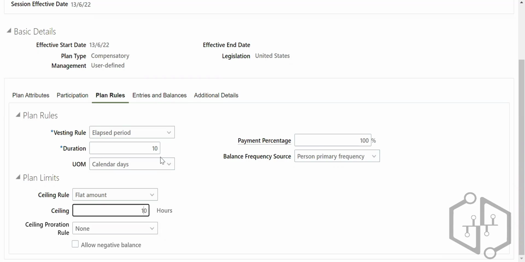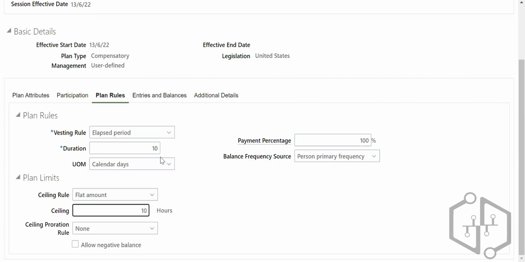Ceiling is what? 22 leaves are given, right? My company policy is like 30 leaves you can take in a year. So you cannot take more than 30 leaves. 22 leaves you can take in a year, but ceiling 30. My company policy is 30 leaves you can take in a year, so you can put a ceiling on that.